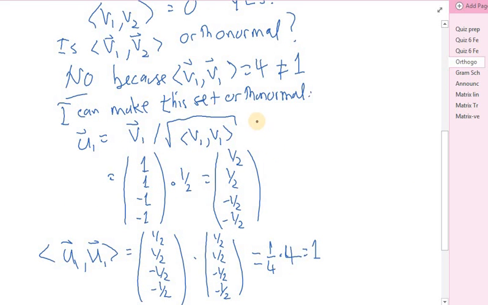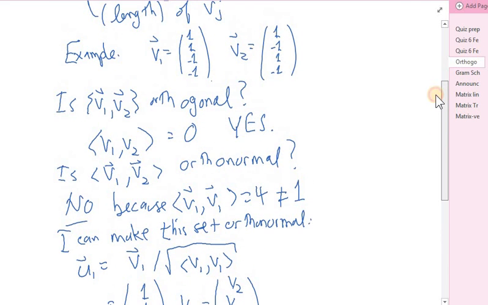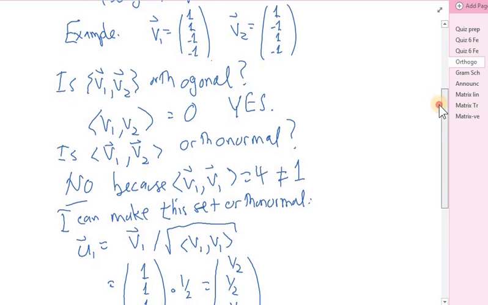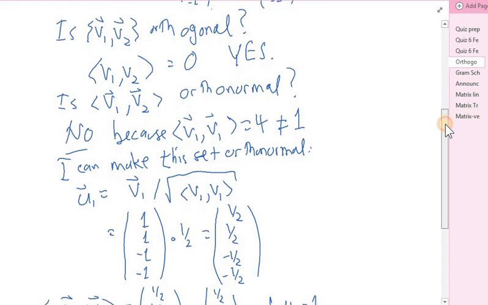So in this case, the answer is no. Because if you take the inner product of v1 with itself, if you scroll up, v1 with itself is going to give you 4. And v2 with itself is also going to give you 4. Now, I can make it orthonormal. How can I do that?